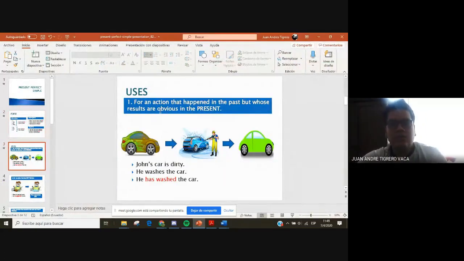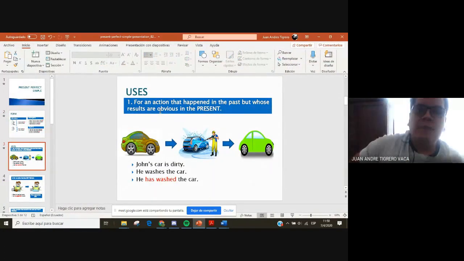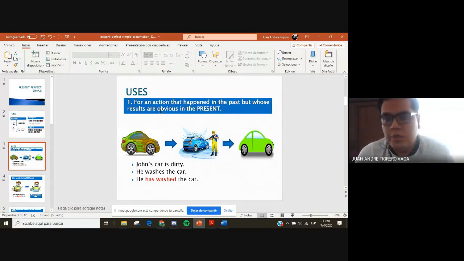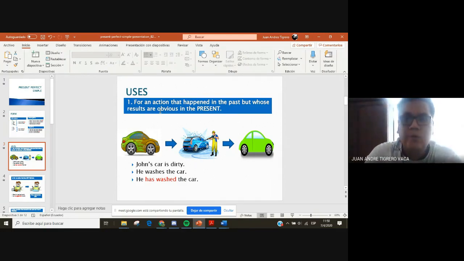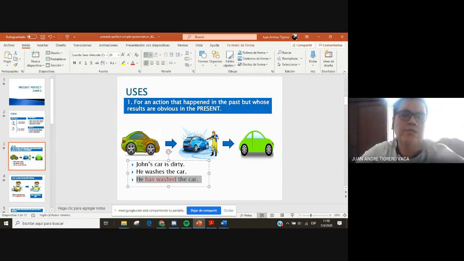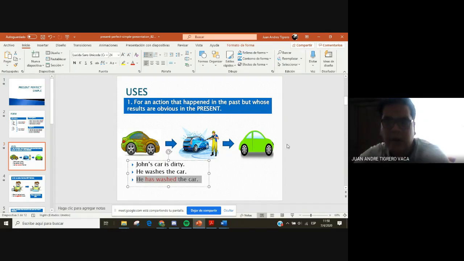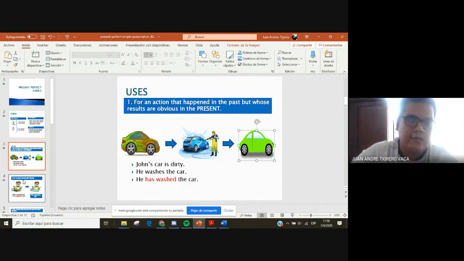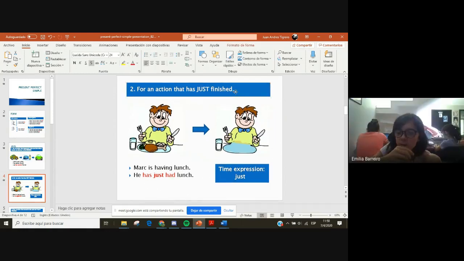Okay, so these are the uses for the present perfect for an action that happened in the past, but whose results are obvious in the present. Like we see here, this person has a dirty car. So John's car is dirty. So then he washes the car. So we can say in present perfect, he has washed the car, right? Because we can see the results in the present. So his car was dirty, so he has washed the car, and we see that his car is clean now, right?